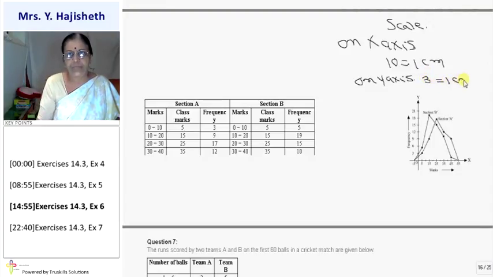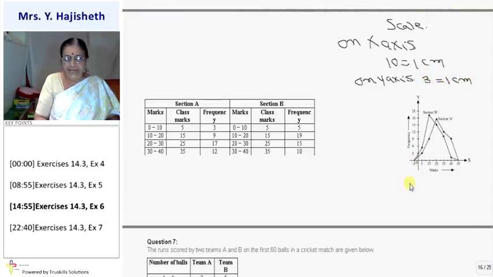Okay? Now take marks on the x-axis and number of students on the y-axis. So marks start from 0, so here there is no gap. 0, 10, 20, 30, 40, 50 and 60. Take one extra on this side, the negative side. The last 2 points we are joining with the x-axis. Now here is 3, 6, 9, 12, 15, 18 and 20.